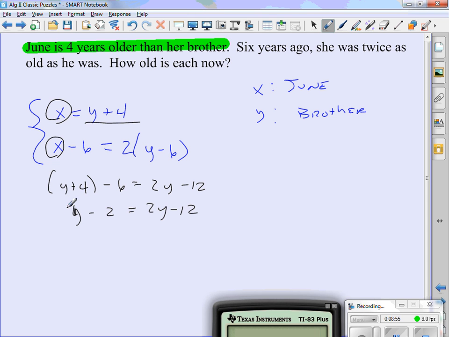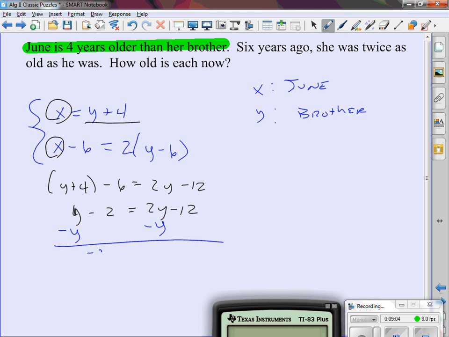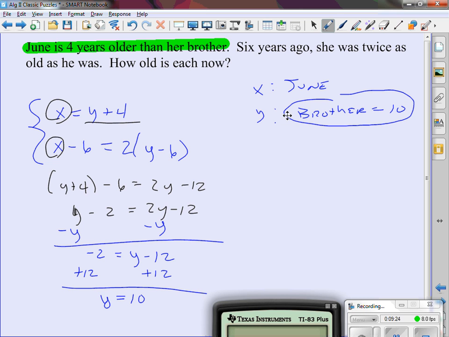Now what I'm going to do is subtract the Y, subtract the Y. Negative 2 equals Y minus 12. Now I need to add 12, add 12. Y is 10. So the brother is 10 years old. So if the brother is 10, the brother was 10, how old's June? 14. Because 10 plus 4 is 14.